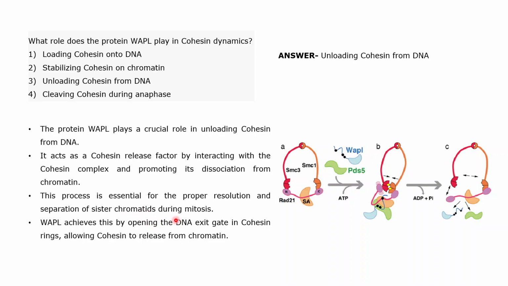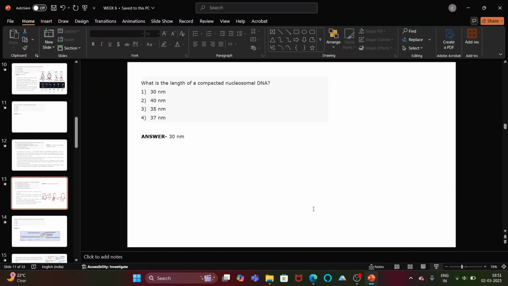It achieves this by opening the DNA exit gate in the cohesin rings, this particular region near the ATPase head region, allowing the cohesin to release from the chromatin. So that's the particular function of the WAPL protein. Does anyone have any doubt regarding this?